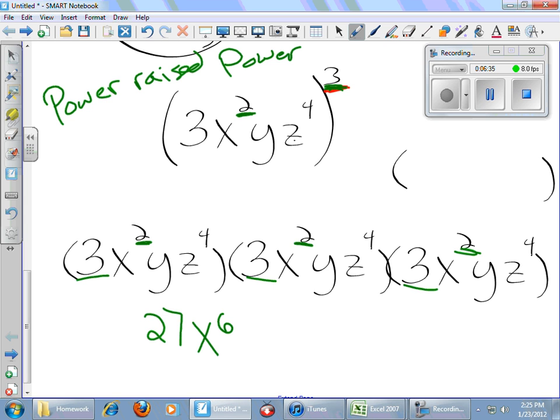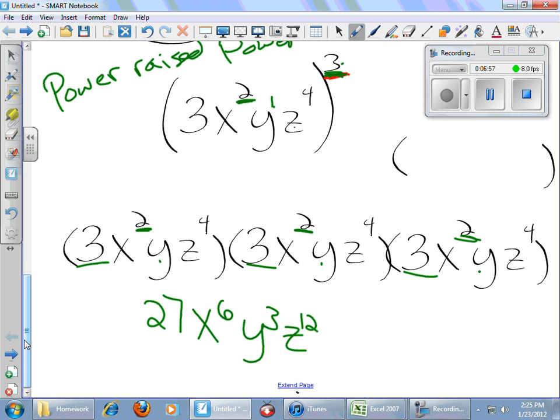So let's see here. We've got y times y times y. That's y cubed, isn't it? Well, if I put a 1 here, 1 times 3, that is indeed 3. All right, now z to the 4th, z to the 4th, and z to the 4th. Well, z to the 4 times 3 would be z to the 12th power. See how simple that is? All right, very simple stuff.